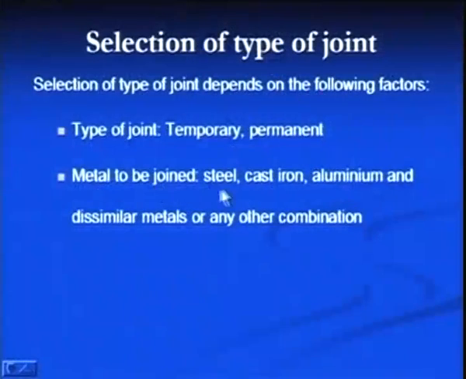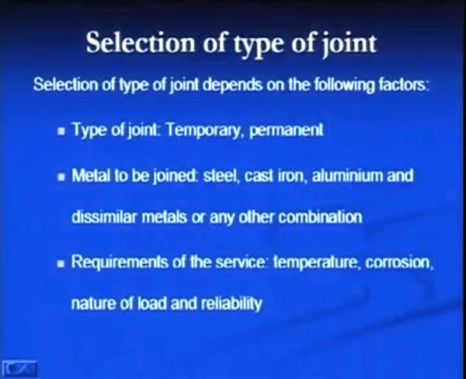The metal to be joined includes steel, cast iron, aluminium, dissimilar metals or any other combination. Some of the metals are easy to weld, but there is another category which imposes significant difficulty in joining by welding. So, if dissimilar combinations are to be joined, like aluminium with steel or aluminium with cast iron or copper with aluminium, then simple welding processes are not found suitable. In that case, mechanical joints or adhesive joints can be used, and a lot of work is going on in the area of dissimilar metal joining by fusion welding based processes.